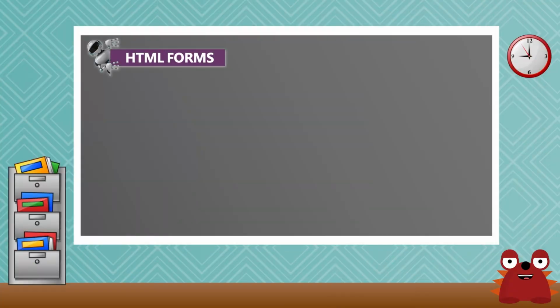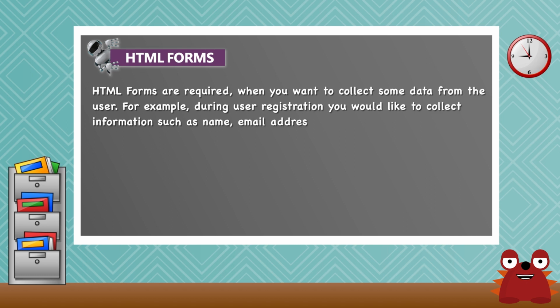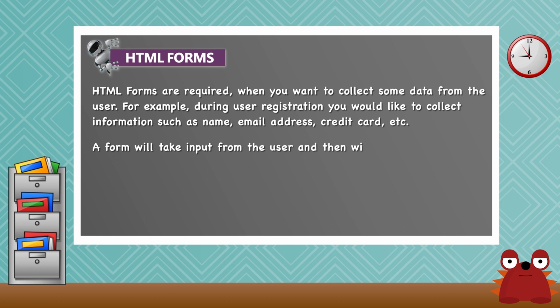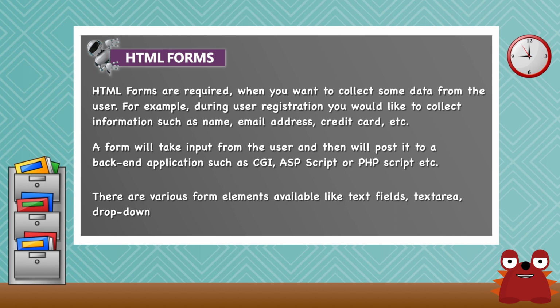Moving to HTML forms. HTML forms are required when you want to collect some data from the user. For example, during user registration, you would like to collect information such as name, email address, credit card details, etc. A form will take input from the user and then will post it to a back-end application such as CGI, ASP script or PHP script. There are various form elements available like text fields, text area, drop-down menus, radio buttons, checkboxes, etc.